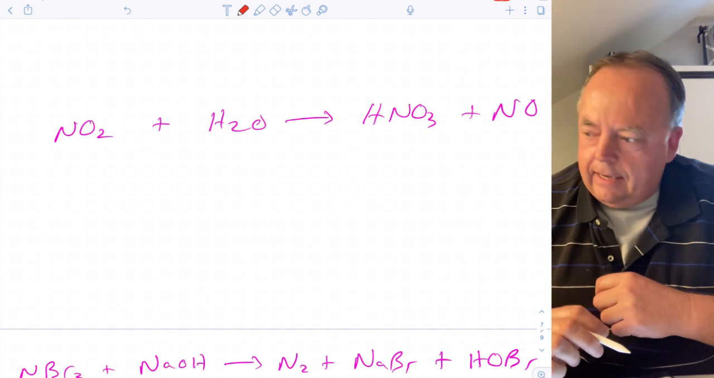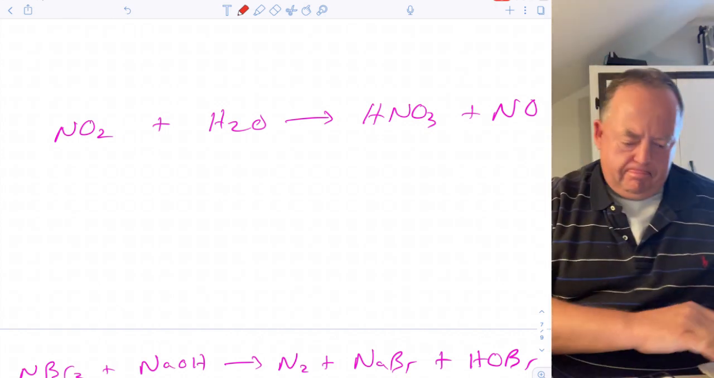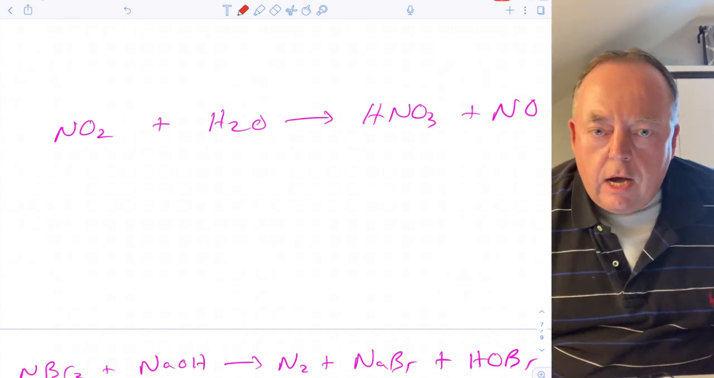Okay, so if we want to balance this one, so what element would we not want to start with?